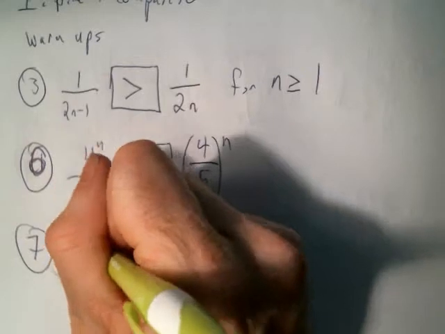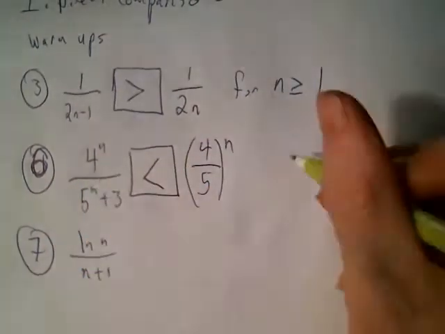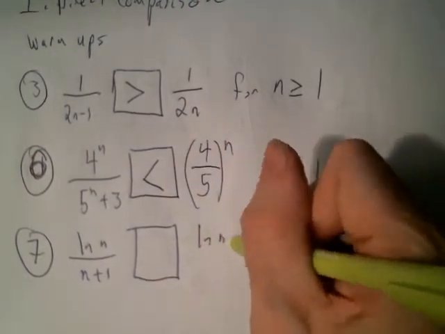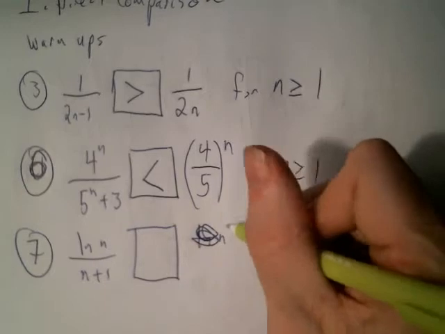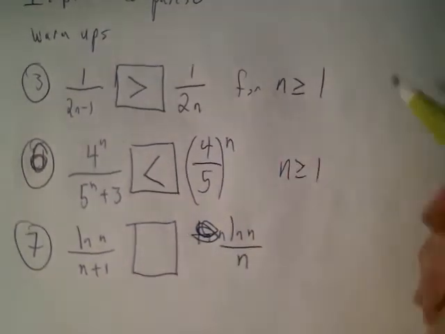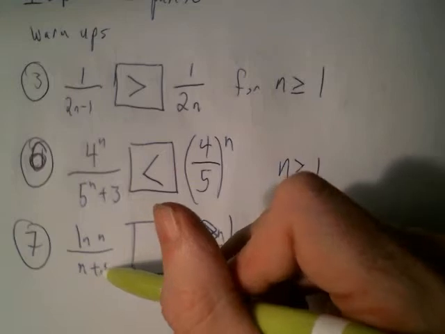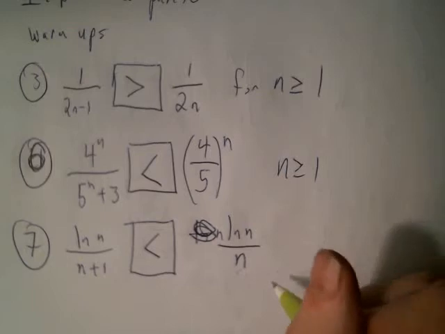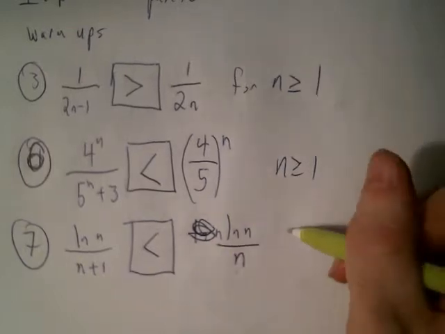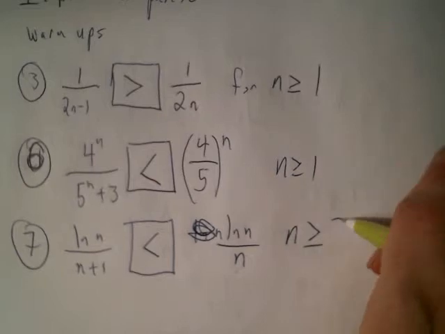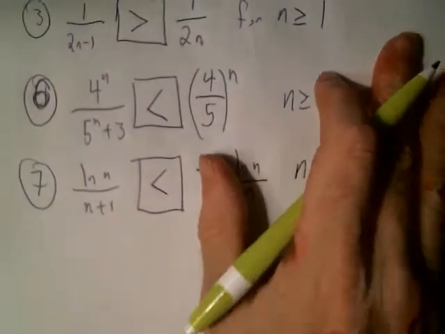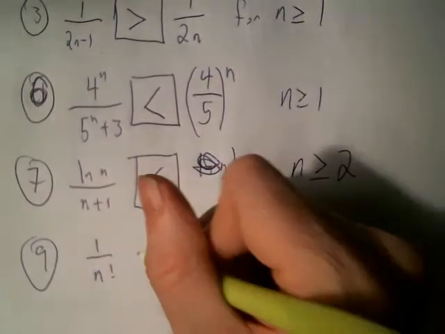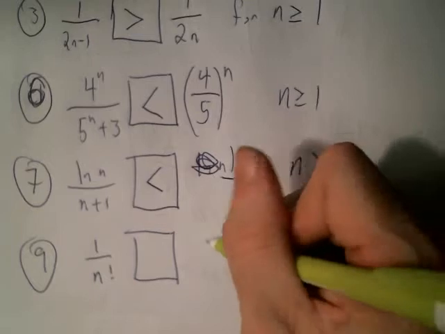Number 7, ln of n all over n plus 1. Whoops, I forgot to say n is greater than or equal to 1. Comparing this to ln of n, we could do even better than that. Well, no, let's just do ln of n all over n. So in this case, I've decreased the denominator, therefore I've increased this expression. If n is 1, you have equality. So you actually have to go and say, let n be greater than or equal to 2. Number 9, here's a good fact for us to know.